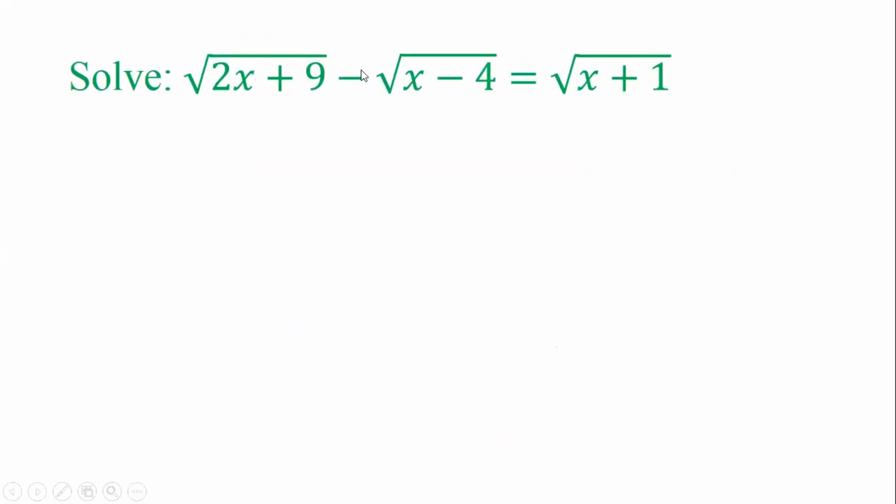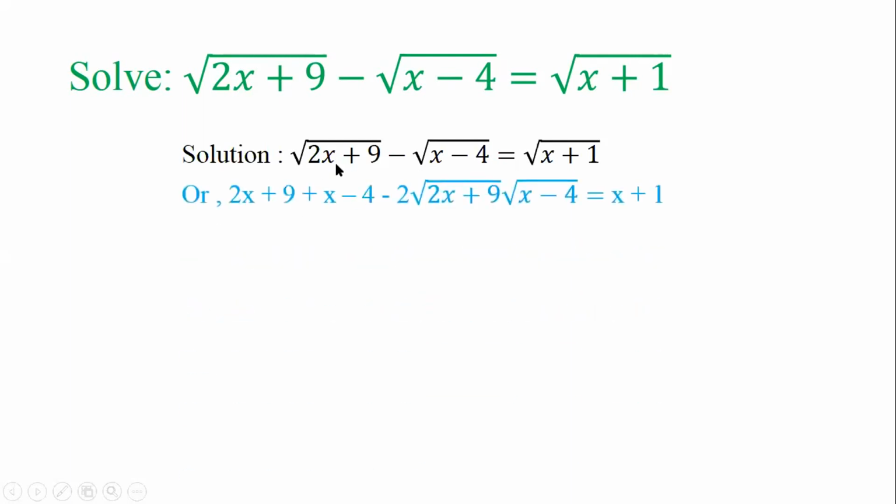Now we solve another problem which is given here. At first we write this equation: root over 2x plus 9 minus root over x minus 4 equal to root over x plus 1. If we take the square on both sides of this equation, then we get this equation, because here we apply the a minus b whole square formula.